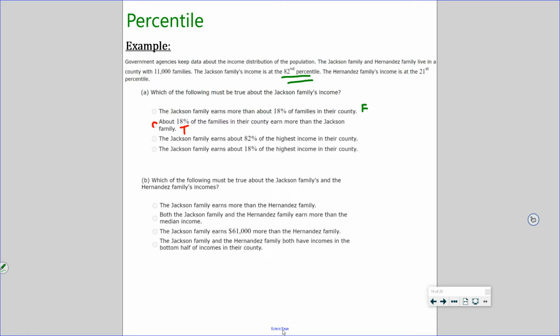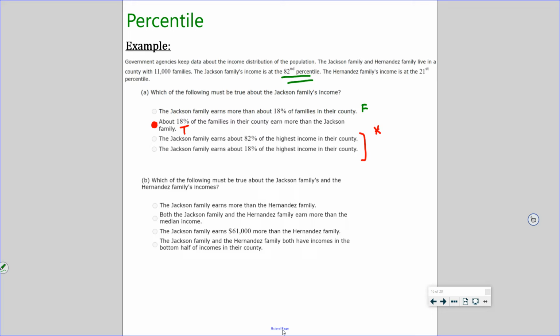So obviously it's this one, but let's go through and read these other ones. The Jackson family earns about 82% of the highest. Okay, so these two kind of go hand in hand with what I was just saying. The percentile doesn't tell us exactly the dollar value. It doesn't mean that they earn 82% of whatever the highest total income is. It just means that they earn more than 82% of the people below them. But it doesn't tell us.